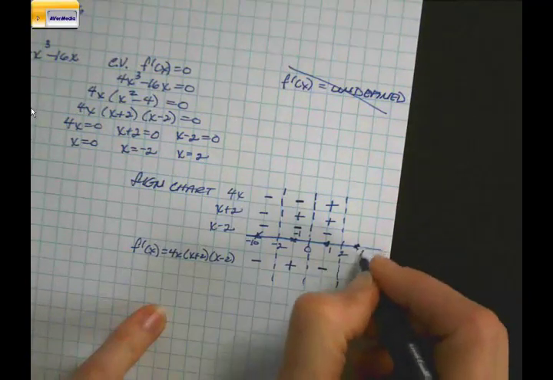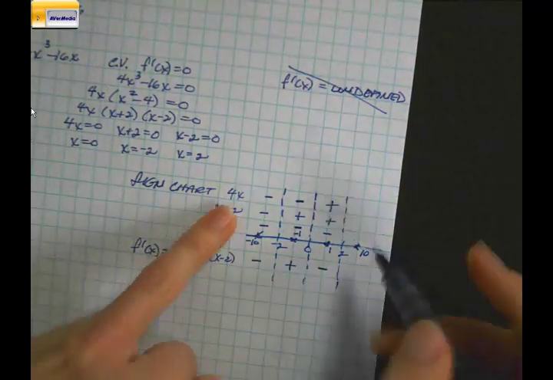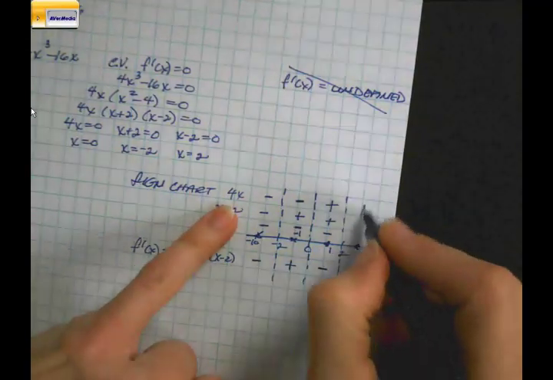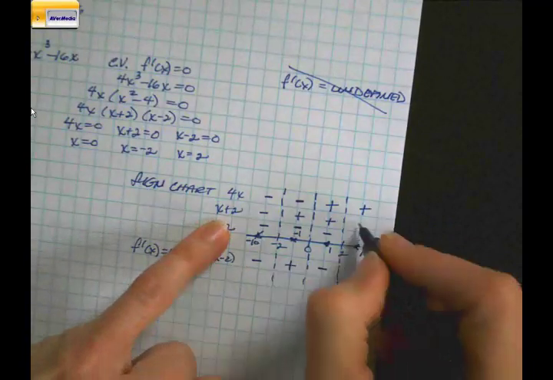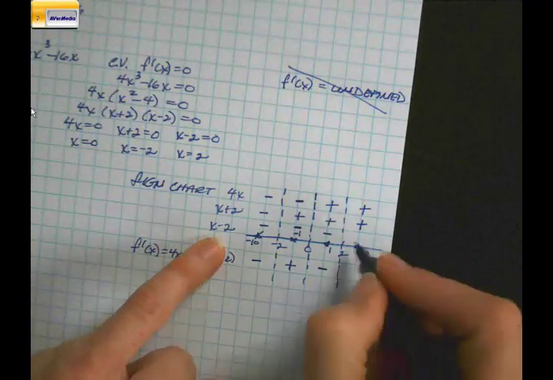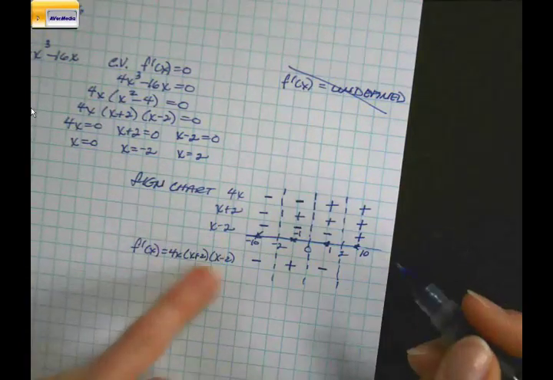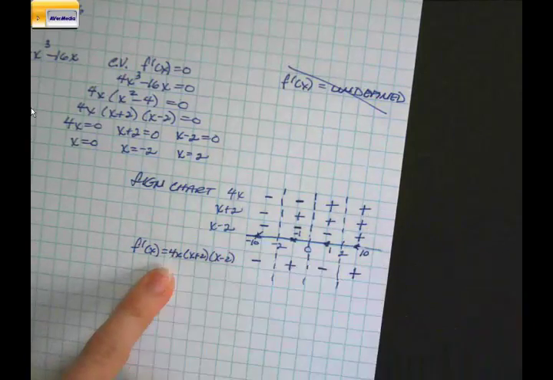Last region would be to the right of 2, maybe a positive 10, maybe 100, whatever you like. If I choose 10, 4 times 10 is a positive 40, which is a positive outcome. X plus 2 would be 10 plus 2, which would be a positive 12, which is a positive outcome. And 10 minus 2 would be positive 8, which is, again, a positive outcome. So to get the product of these three, it would be positive times positive times positive, which is a positive result.